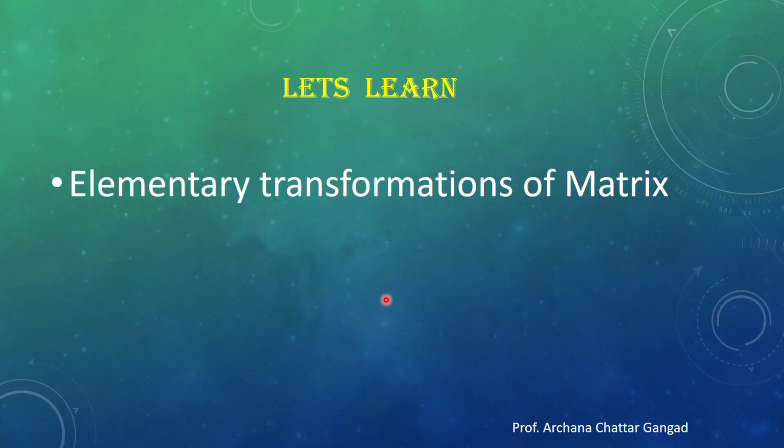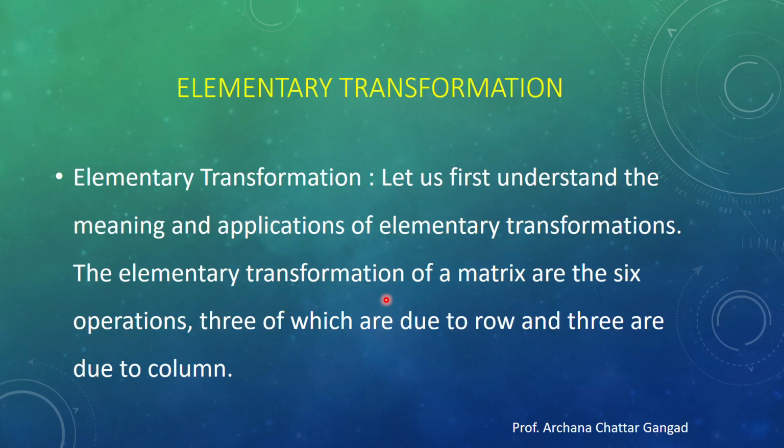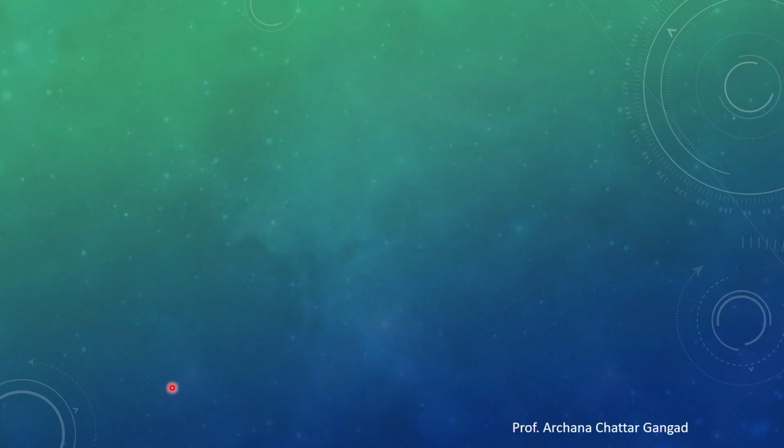Today we are going to start the elementary transformation of a matrix. So let us first understand the meaning and application of elementary transformation. The elementary transformations of a matrix are 6 operations, 3 of which are due to row and 3 are due to column. So what are those 6 elementary operations?